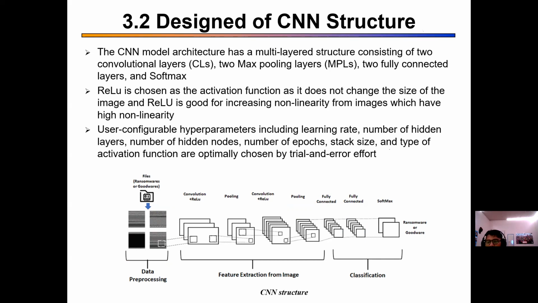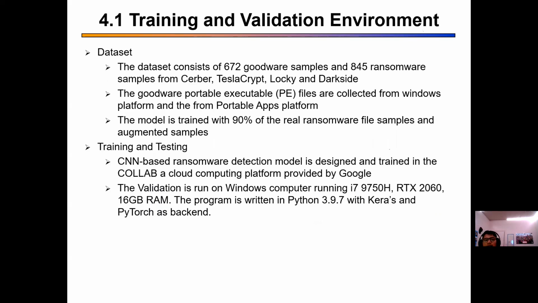And the other user configurable hyperparameters, including learning rate, number of hidden layers, number of nodes, number of epochs, batch size, and type of activation functions are optimally chosen by trial and error effort. The data set consists of 672 goodware samples and 845 ransomware samples. The ransomware files consist of 5 different families: Cerber, Tesla, Cryptolocker, and DarkSide. The goodware portable executable files are collected from the Windows platform and from the portable apps platform.